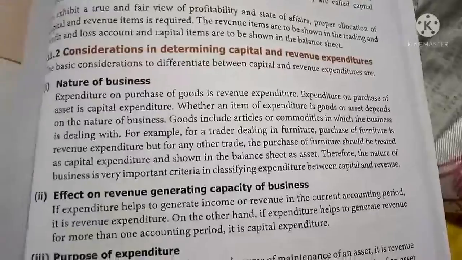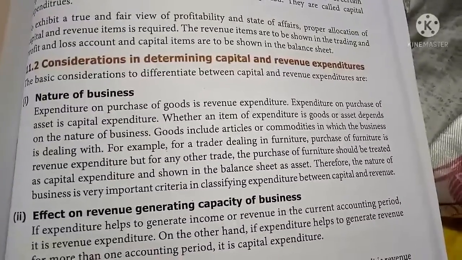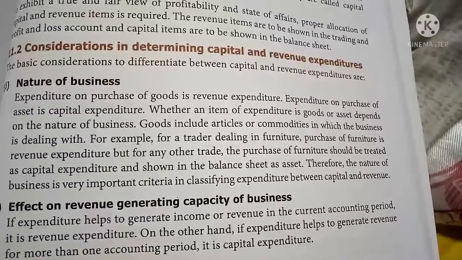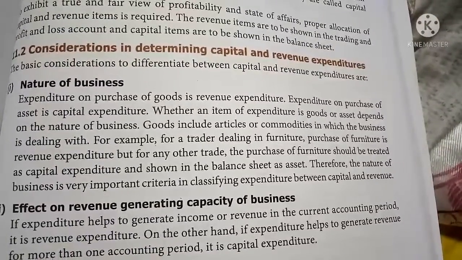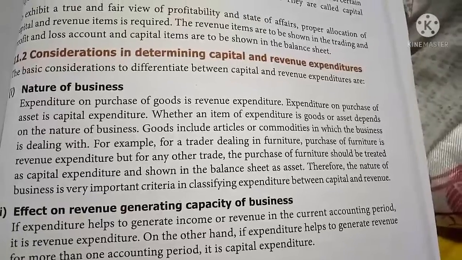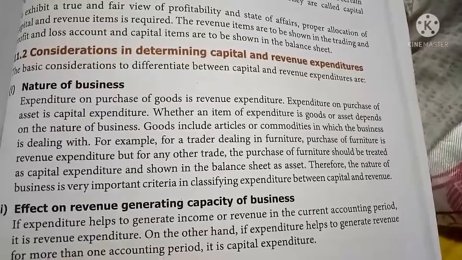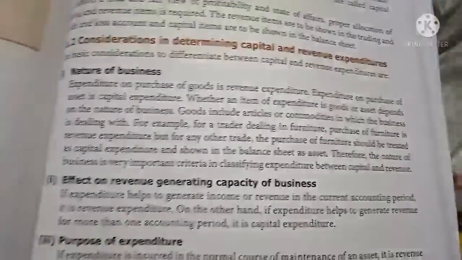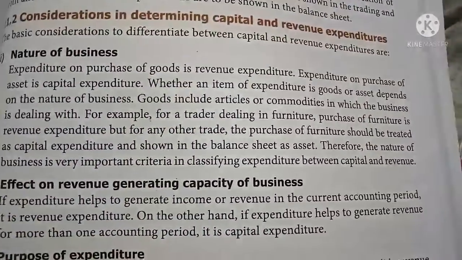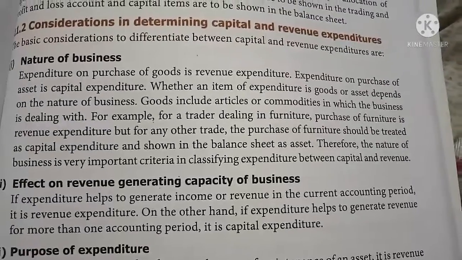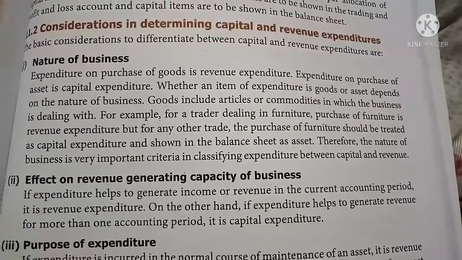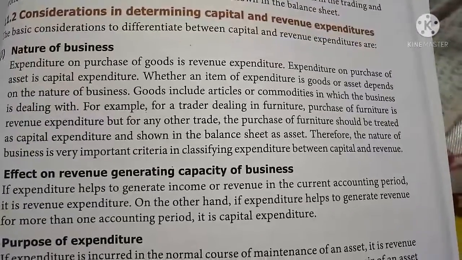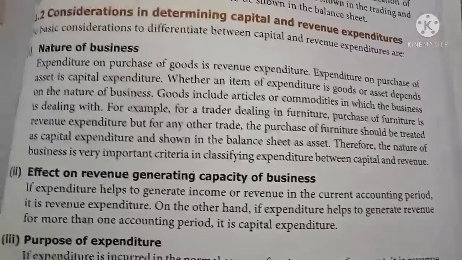Nature of business. Say expenditure on purchase of goods is revenue expenditure. Expenditure on purchase of asset is capital expenditure. That is, whatever expense is spent in order to make a revenue, that expense is called revenue expenditure. And any amount spent to purchase an asset is capital expenditure. So depending upon the nature of expenses, we can divide whether it is revenue expenditure or capital expenditure.